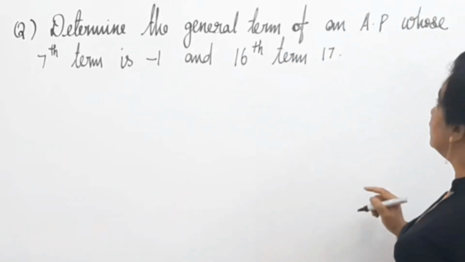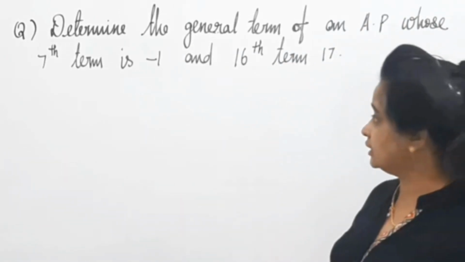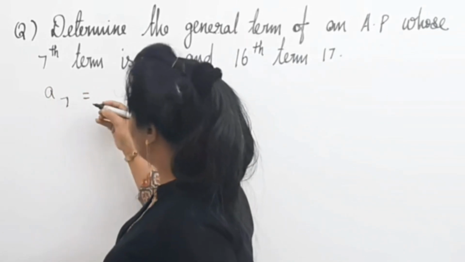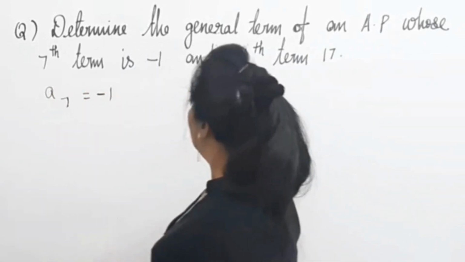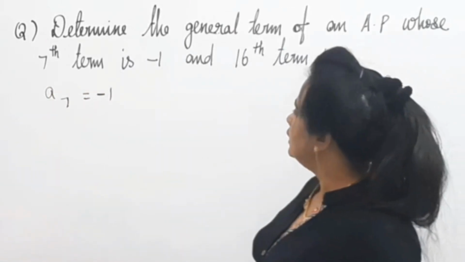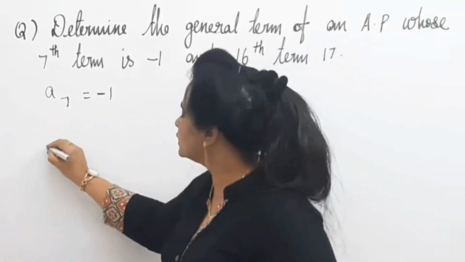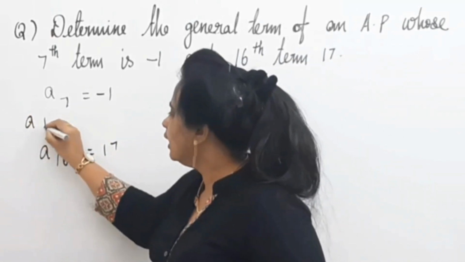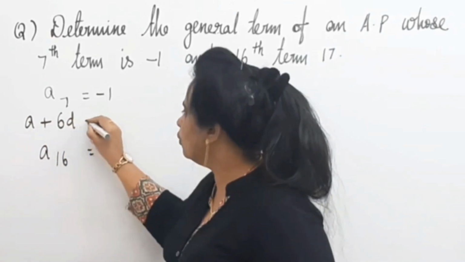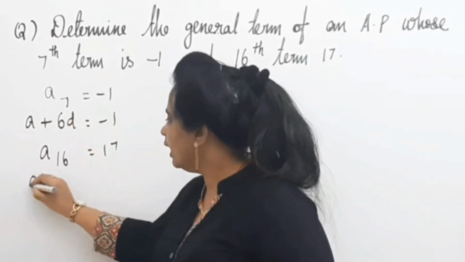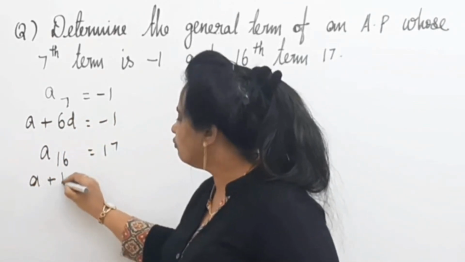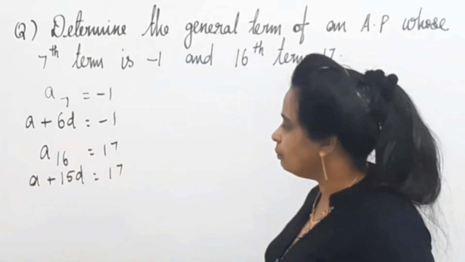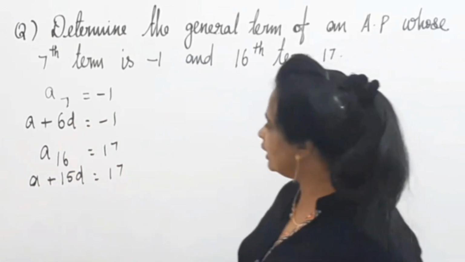Determine the general term of an AP whose seventh term is minus 1, that is, A7 is equal to minus 1, and 16th term is 17. So A16 is equal to 17. So how do I write it? a plus 6d equal to minus 1. a plus 15d is equal to 17. So I got my pair of linear equations.